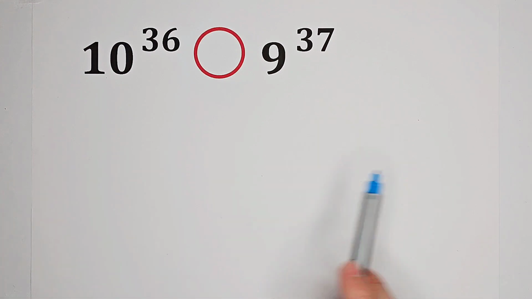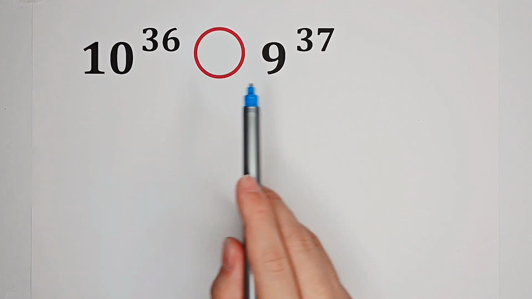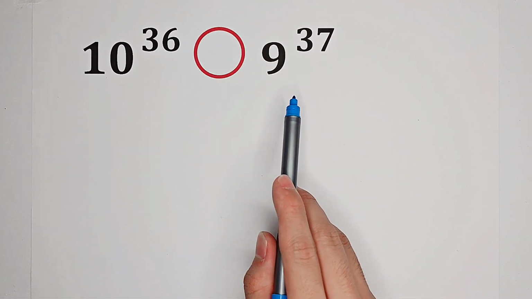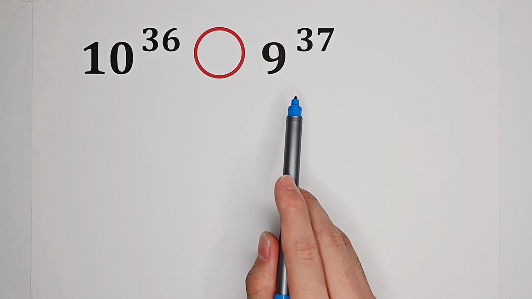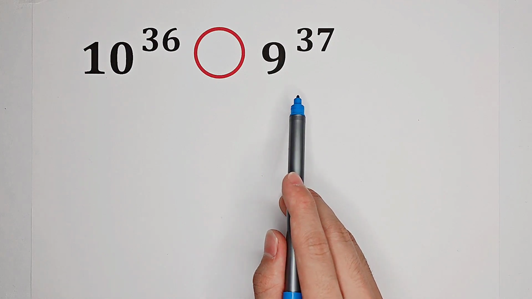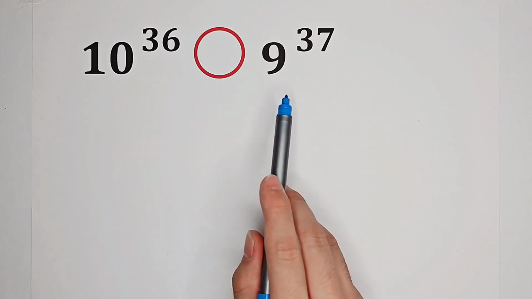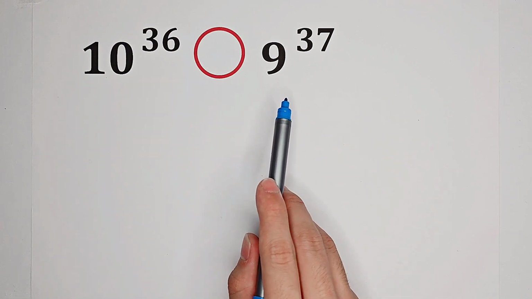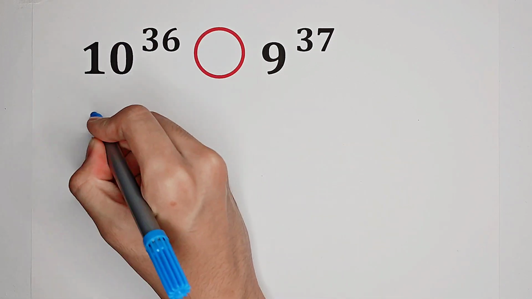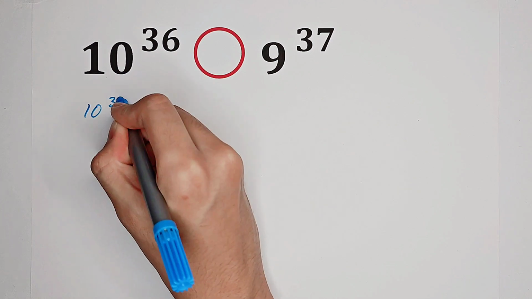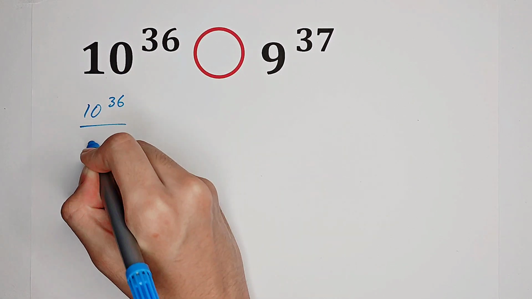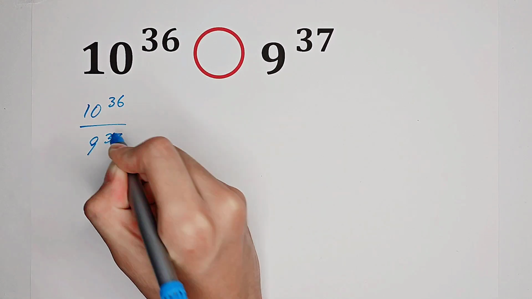Which is greater, 10 to the power of 36 or 9 to the power of 37? Usually, for comparing exponential numbers, we have a trick, and that is we can take their division. For example, here, we can divide 10 to the power of 36 by 9 to the power of 37.